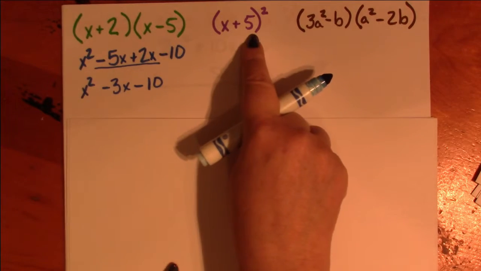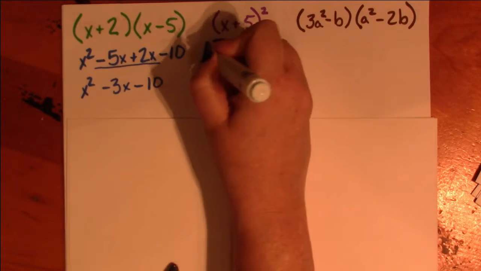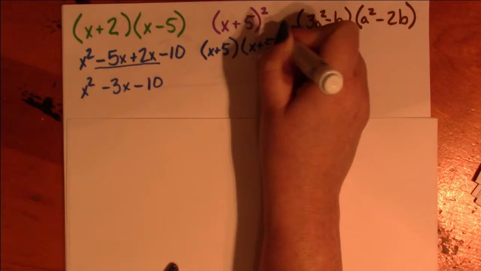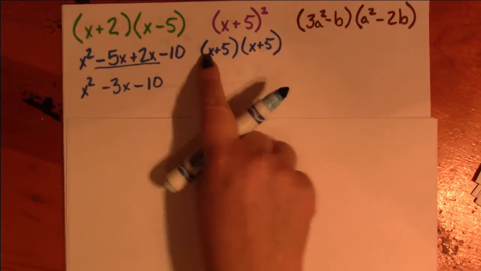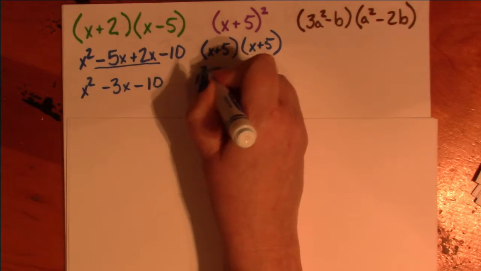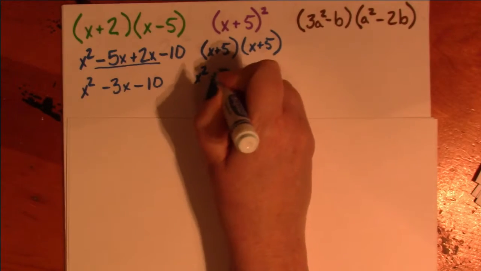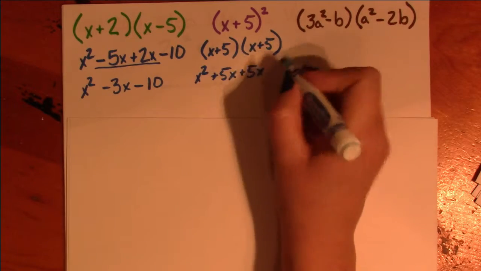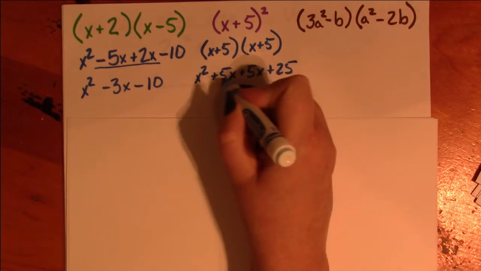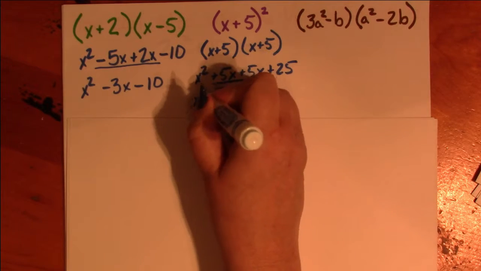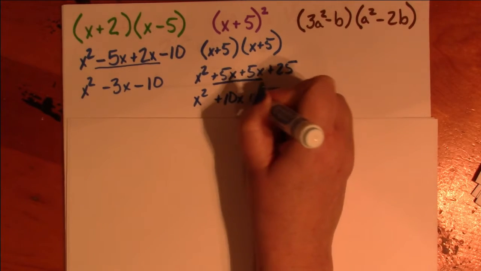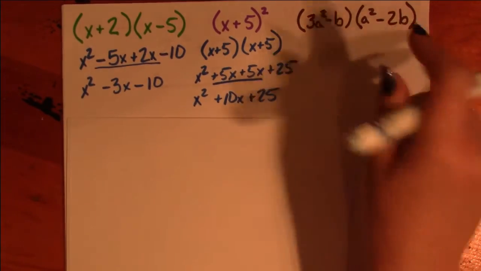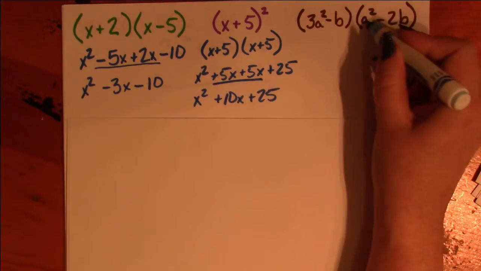Here we have x plus 5 squared, which really is x plus 5 times x plus 5. And for this, we're going to use FOIL. So we're going to do first, which is x squared, outside, which is 5x, inside, which is 5x, and last, which is 25. And we're going to combine our like terms, x squared plus 10x plus 25. For these, we're also going to do FOIL, 3a squared plus a squared.